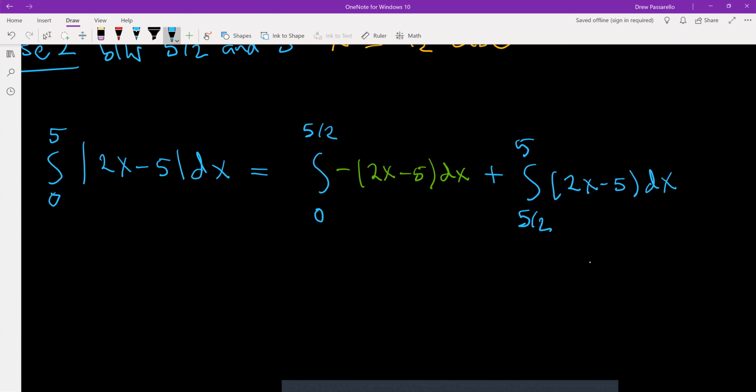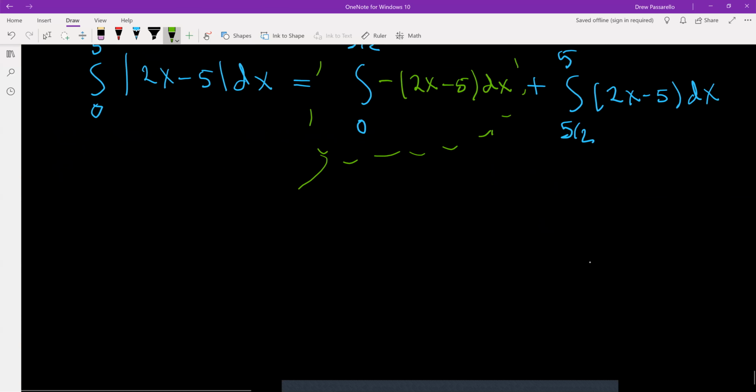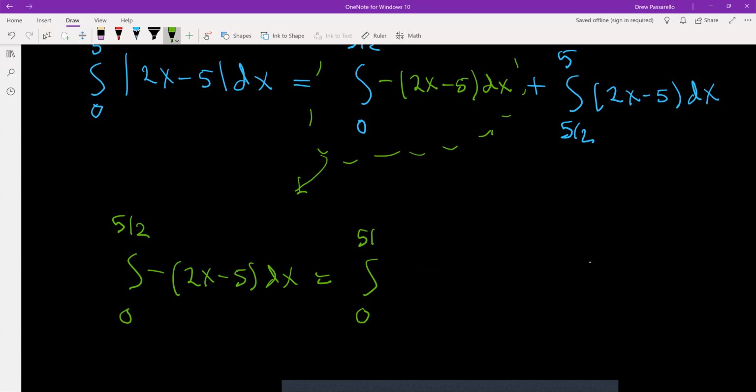All right, so I've got to integrate each one. Now I'll just focus on the first one. So I have 0 to 5/2, and it's the negative times 2x minus 5 dx. Well, you could either factor out the negative or distribute the negative sign. I'm going to just distribute it. So that's negative 2x plus 5, and then dx, and now I integrate.